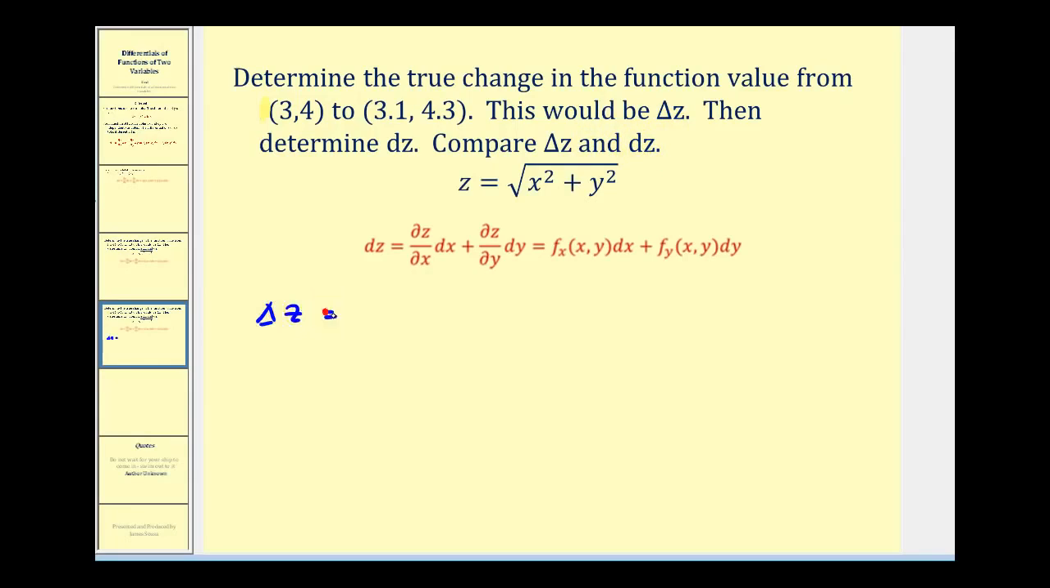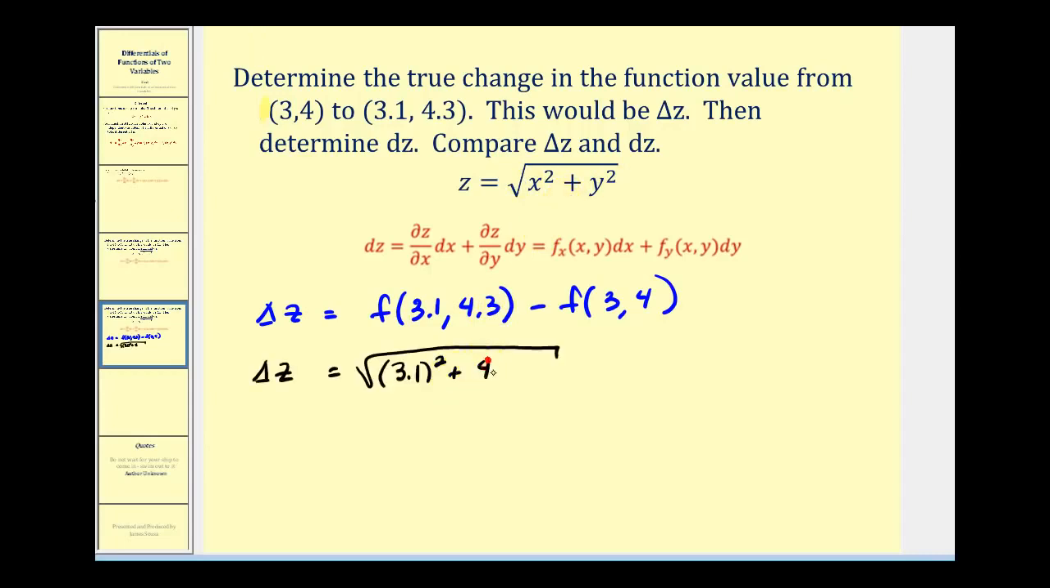The true change in z is going to be equal to f of 3.1, 4.3 minus f of 3, 4. So we're going to take x equals 3.1 and y equals 4.3 and sub it into our function, as well as x equals 3 and y equals 4. To save some time, I've already done these calculations. This comes out to approximately 5.3009.